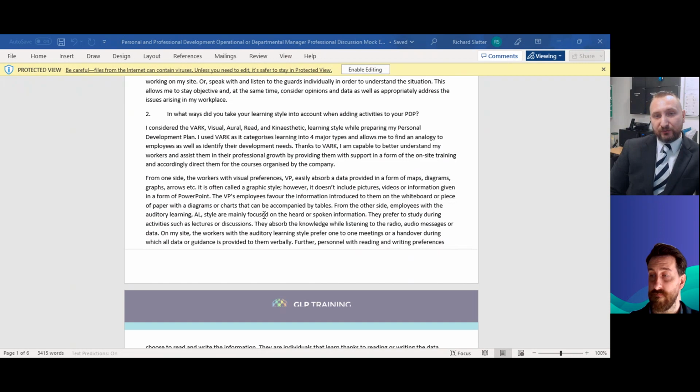Further, personnel with reading and writing preferences choose to read and write information. They are individuals that learn thanks to reading or writing the data introduced to them in a form of essays, reports, books, or assignments. Employees on my side learn by receiving information contained in the written handover or a form of written guidance or procedures.